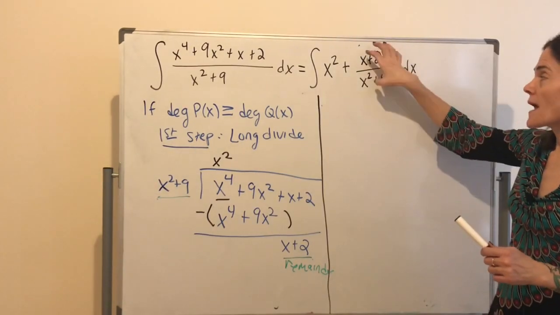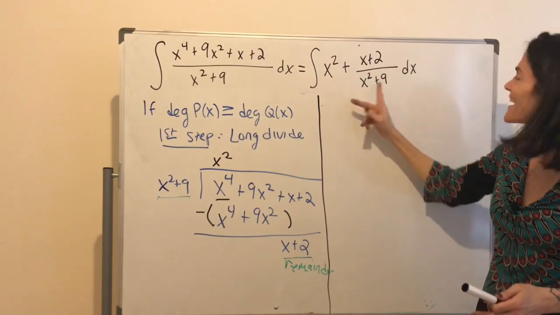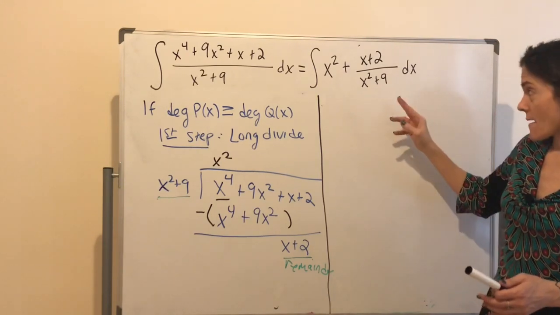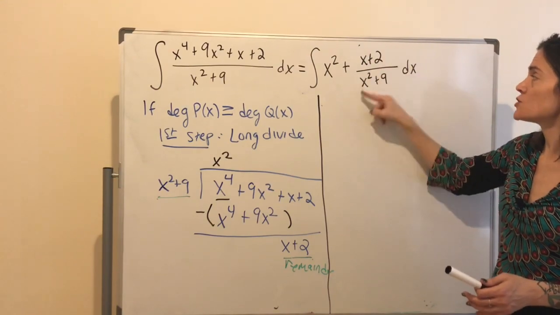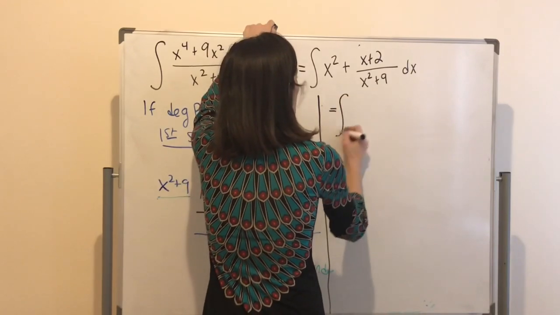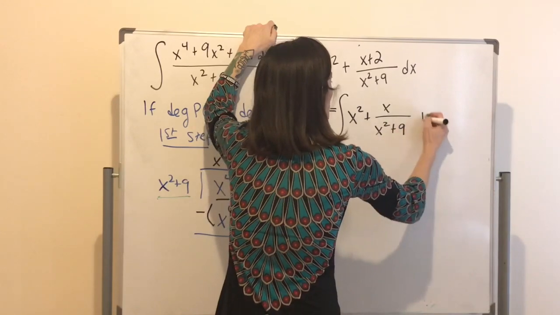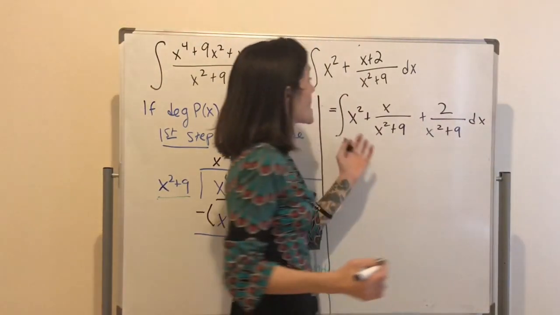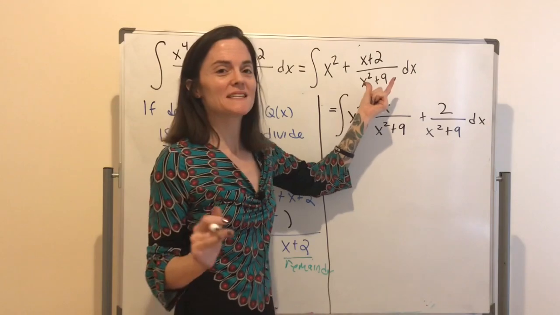This integrand, or this piece of it here, which is the x squared, of course, we know how to integrate. This piece is very much like something we did the first day, where we're going to break it into a sum of x over this plus 2 over this, okay? So here, this is equal to x squared, then we have x over x squared plus 9 plus 2 over x squared plus 9. And this is a good exercise because things of this form come up in partial fractions decomposition.